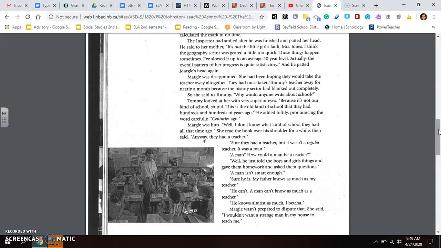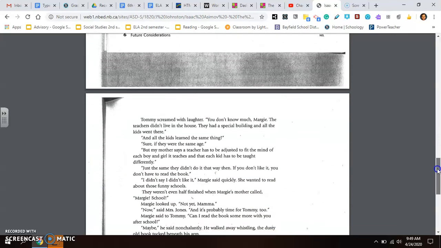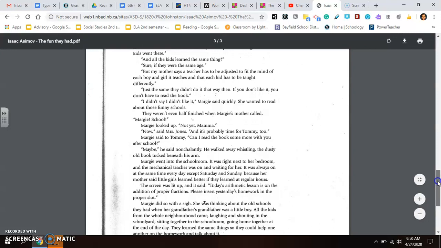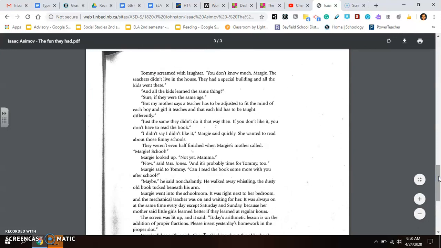Margie wasn't prepared to dispute that. She said, "I wouldn't want a strange man in my house to teach me." Tommy screamed with laughter. "You don't know much, Margie. The teachers didn't live in the house. They had a special building and all the kids went there." "And all the kids learned the same thing?" "Sure, if they were the same age."